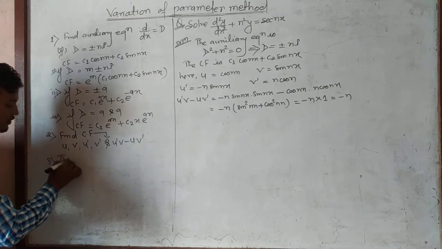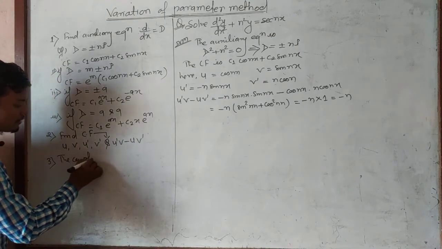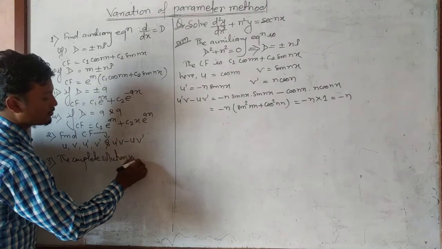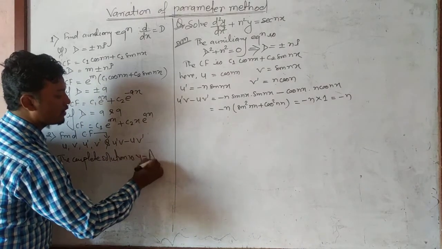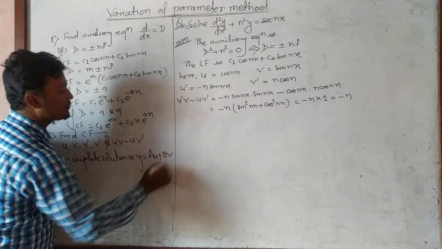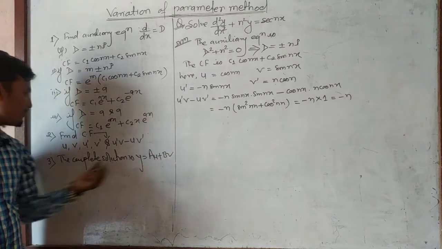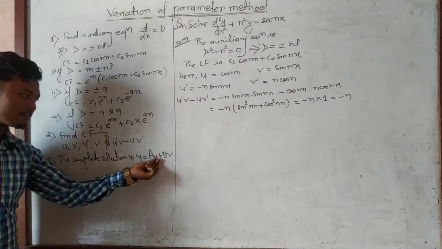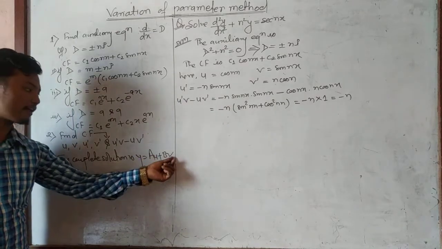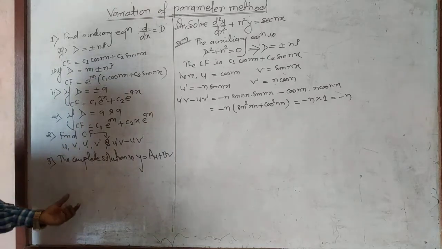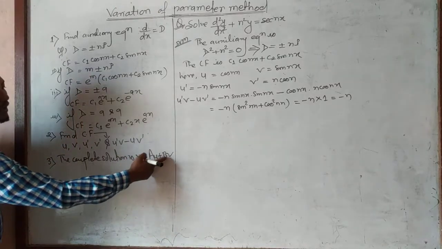The complete solution is y is equal to au plus bv. Now we have the value of u, and we need here the value of u and the value of v. That's why we have to find the value of u and v, and also a and b.